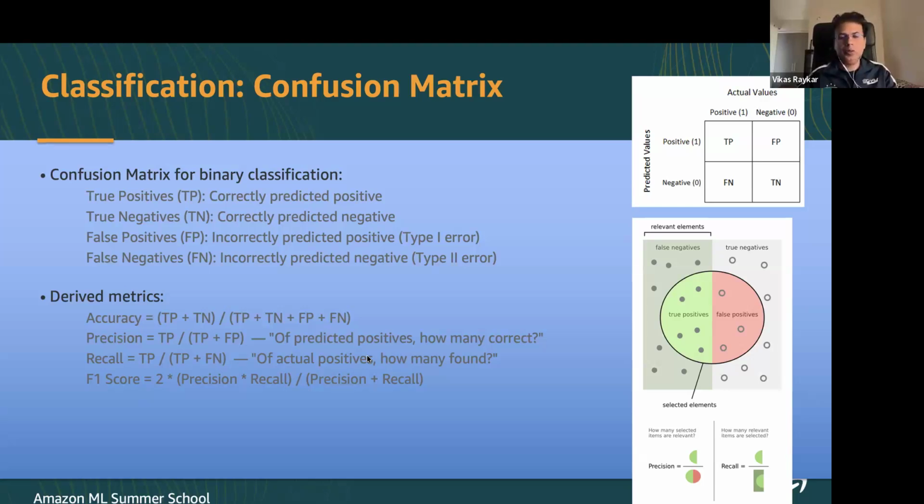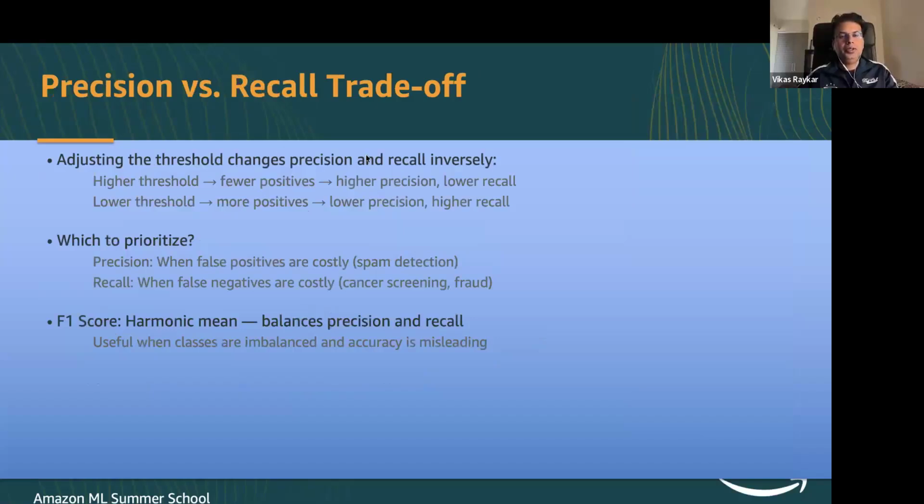And changing this threshold theta gives you various trade-offs in terms of precision and recall. So adjusting the threshold changes precision and recall, right? If you increase the threshold, you get higher precision and lower recall. And if you lower the threshold, you get lower precision and higher recall, right? This depends upon your domain and the problem statement.